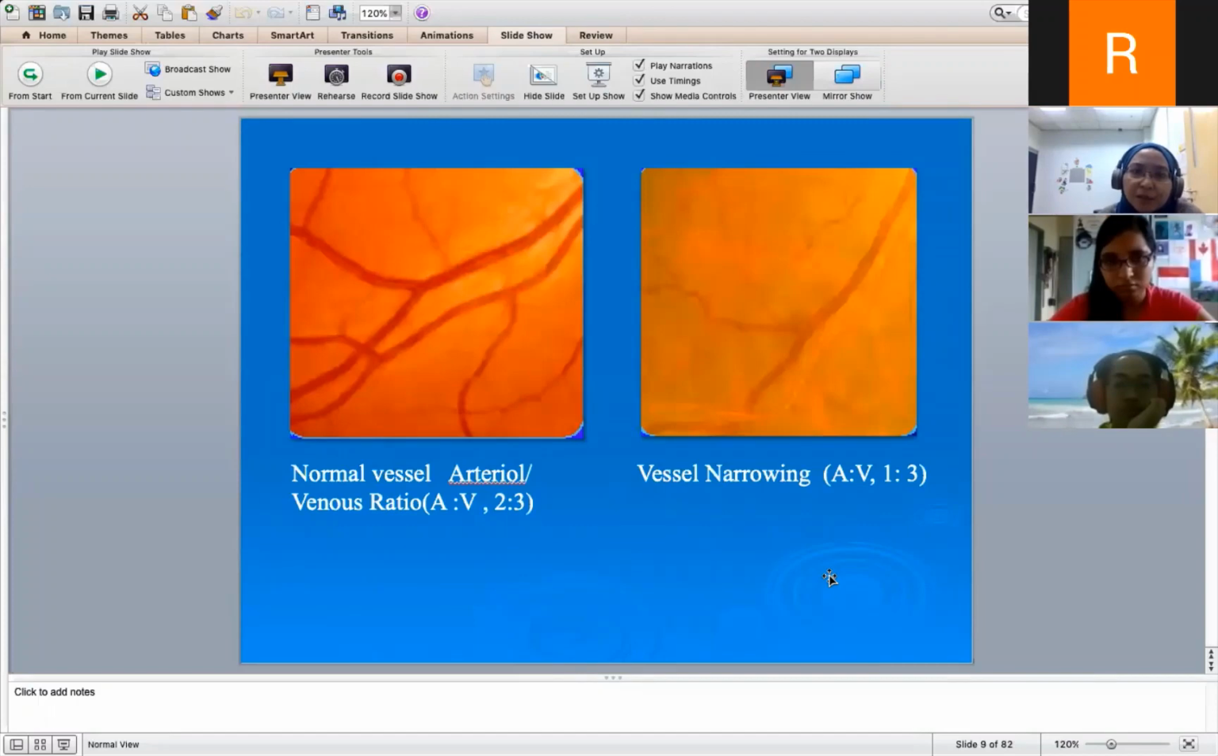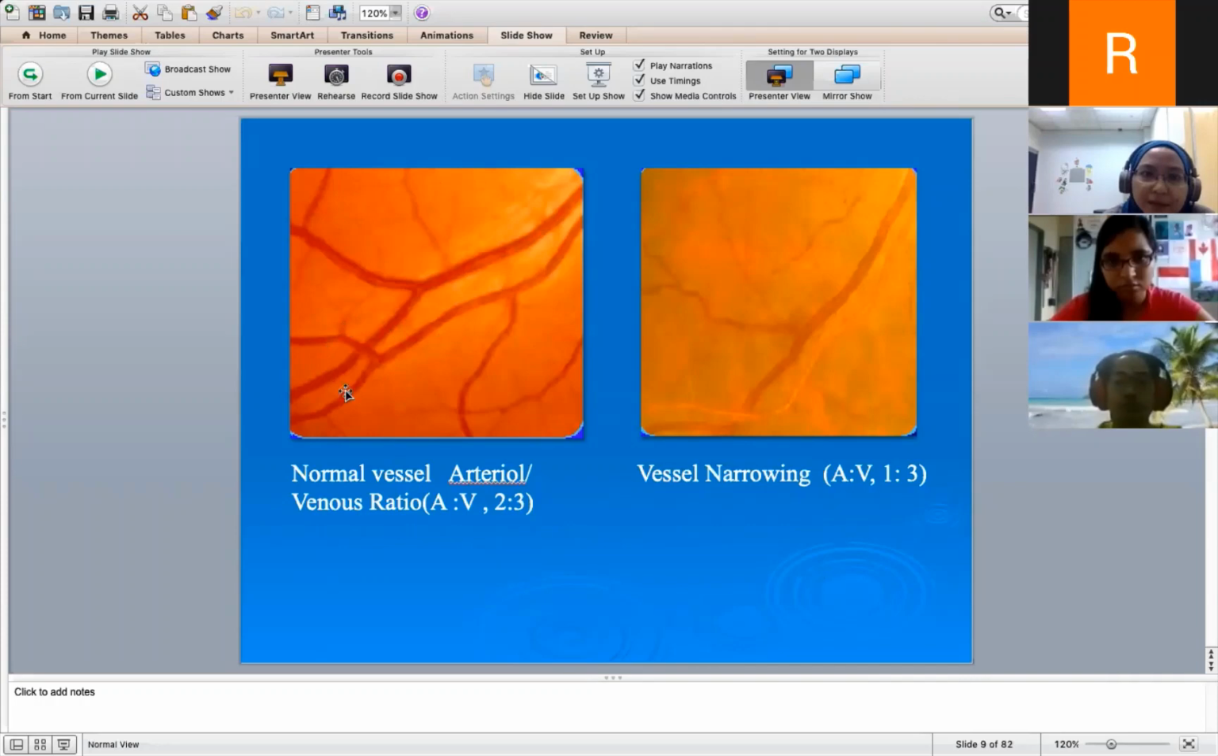Now let's look at what a normal arterial to venous ratio looks like. Which one is the artery? The darker one. Okay, now this is the artery. This picture is not superbly nice, but this is a photo. But anyway, the smaller one should be the artery. The bigger one, the darker one, should be the vein. So the artery should be smaller than the vein.